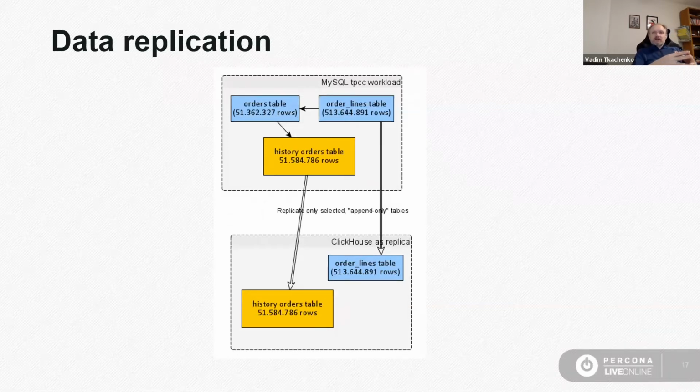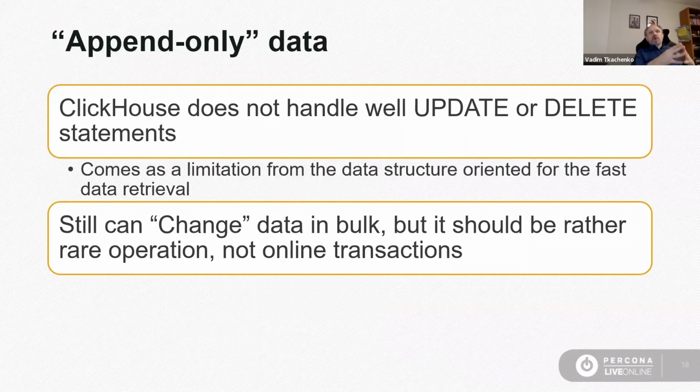But for ClickHouse, we can choose. We don't want to replicate all tables. We can pick and choose what tables we want to replicate. And right now, it's important that we replicate only selected, say, append-only tables. And append-only is important because ClickHouse currently does not handle update or delete statements well. And again, it comes with a limitation because ClickHouse uses a column store data structure, which is oriented for very fast data retrieval in bulk, not to handle small update or delete transactional-like statements.